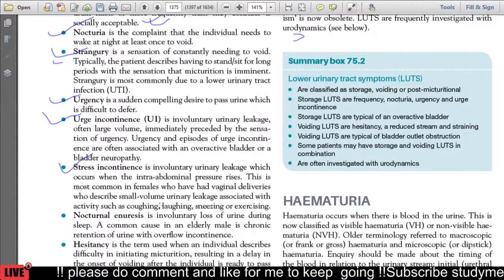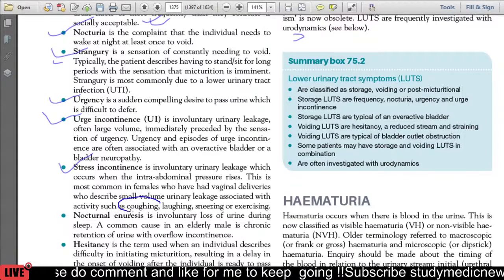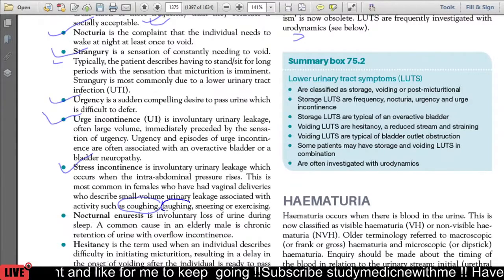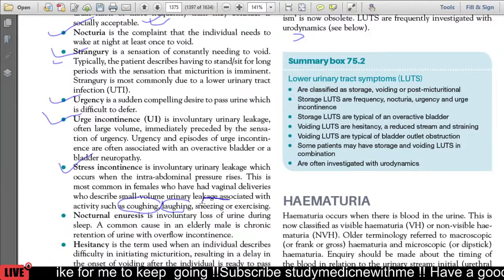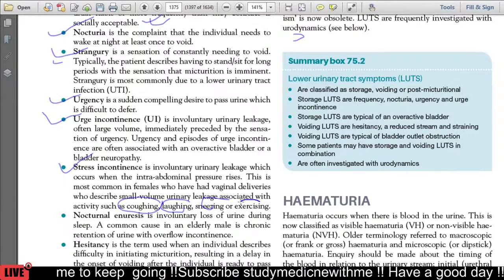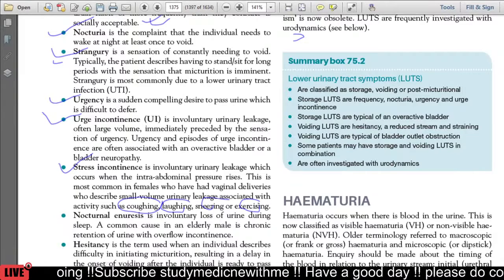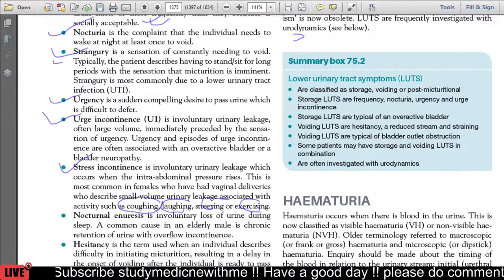activities such as coughing. So what are the causes of increasing intra-abdominal pressure? One is coughing. The other is laughing, sneezing, or exercising. Basically, four causes increase intra-abdominal pressure and cause stress incontinence.